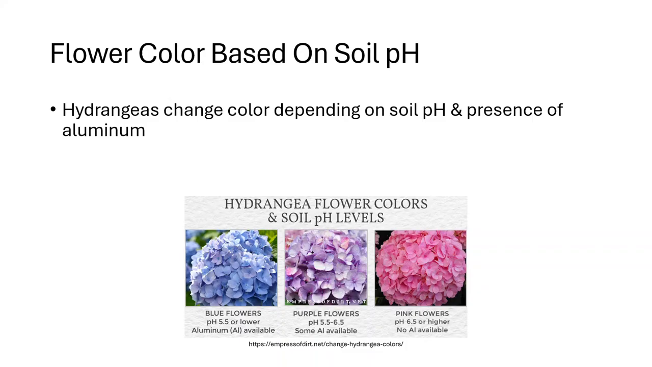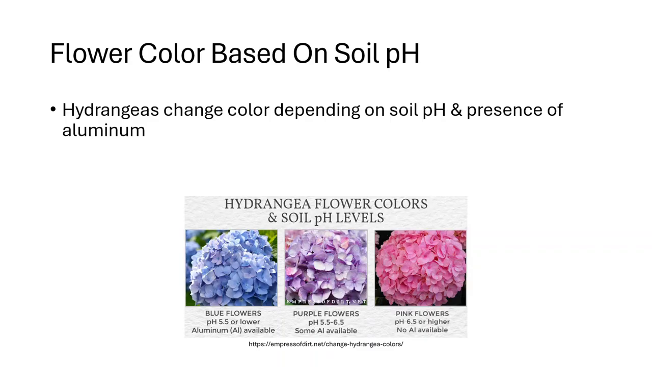There are also other traits in other species. For example, the really big example of this is hydrangea flowers. Their flowers will be different colors depending on the soil pH. So, if the pH of the soil is very acidic, they will tend to have blue flowers. If the pH of the soil is in this very narrow range between like 5.5 and 6.5, they'll have purple flowers. And if the pH is above that, then they'll have pink flowers.